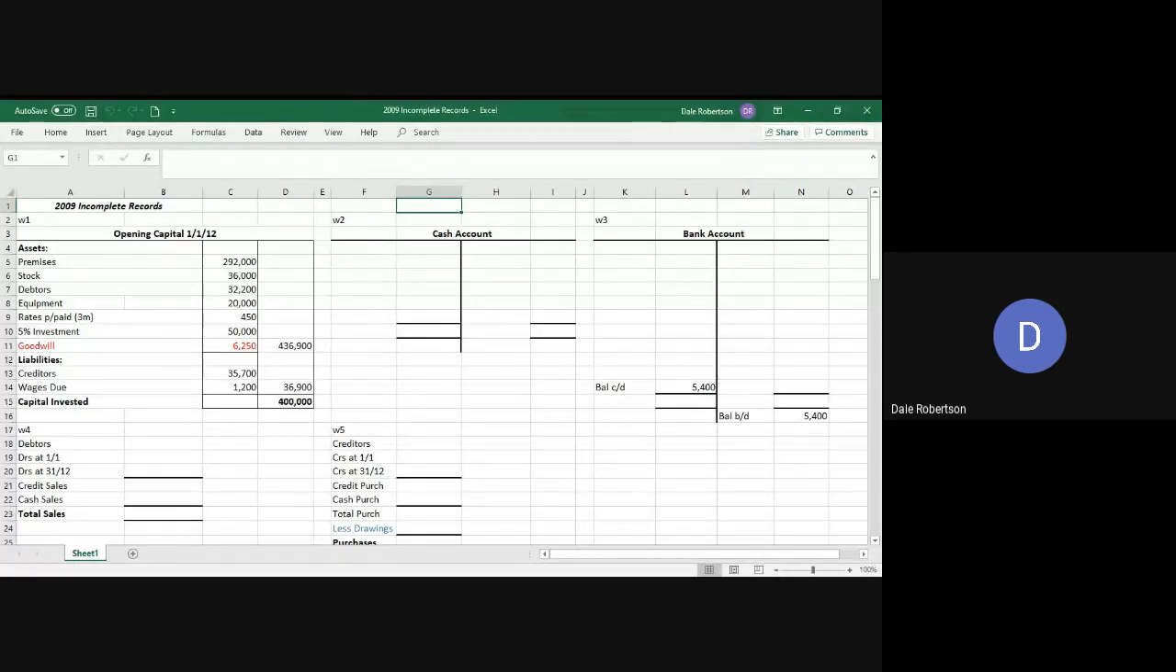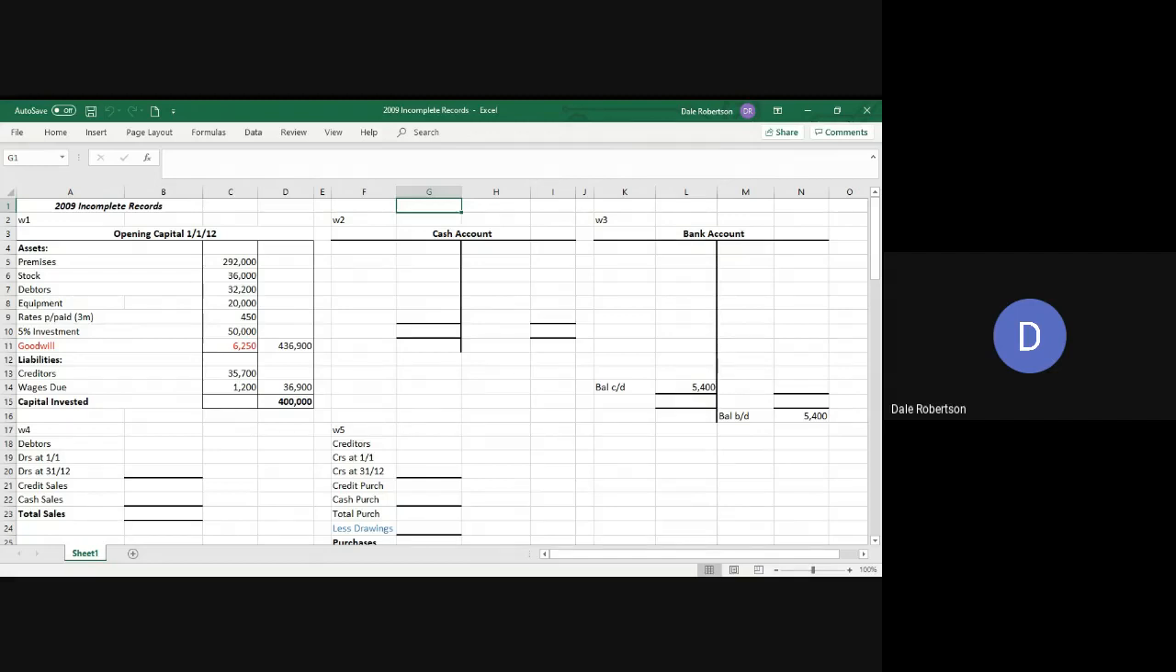We're going to have a look at the 2009 incomplete record question. 2009 is the last time that an incomplete record backwards method was asked. So it's an important one for us to be able to work with, and we're going to go through it now.